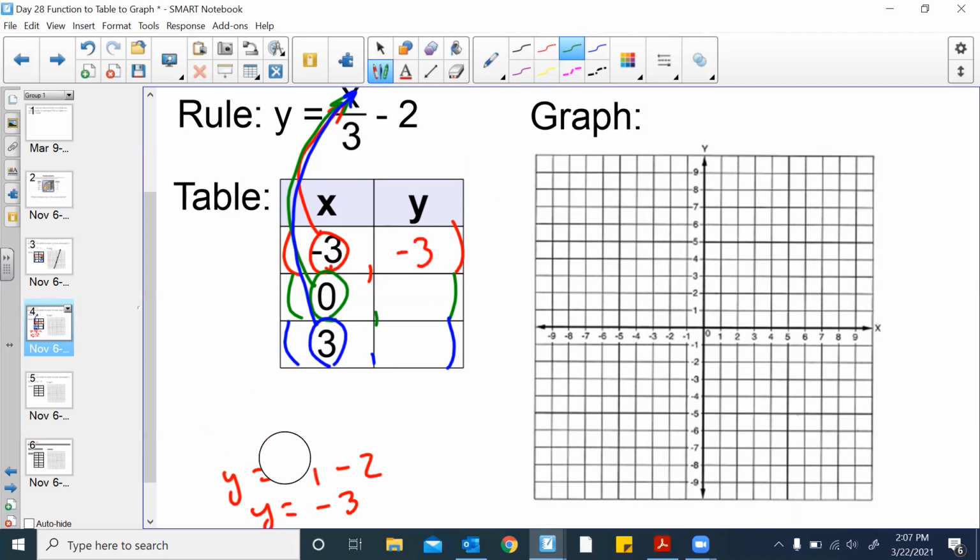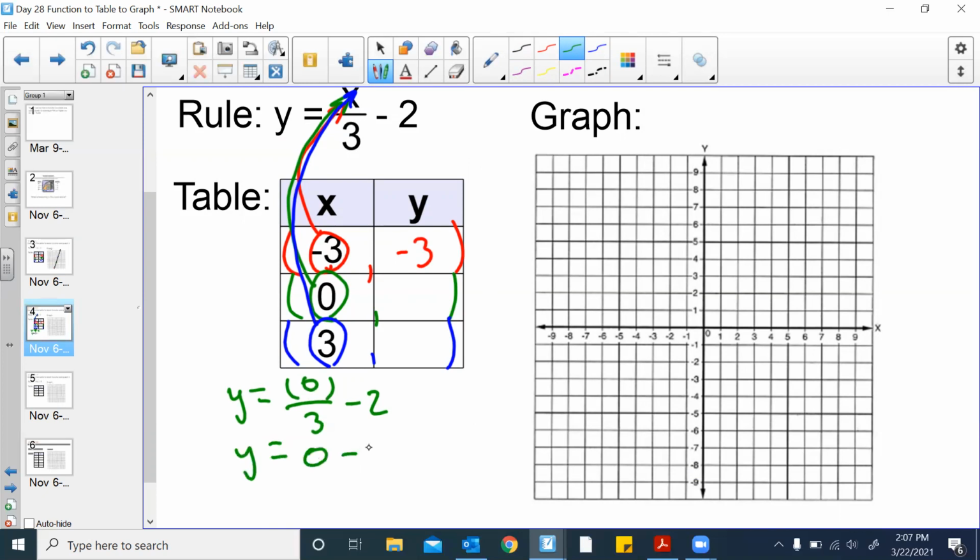All right, if we go to our second point, again, I'm erasing because you guys can watch this and pause, right? So I have y equals, put a parenthesis for my x, over 3 minus 2, put in a 0. Well, I know that 0 divided by anything is just going to be 0. And you can always test this out in Desmos as well. And if I have y equals 0 minus 2, I just have a negative 2.